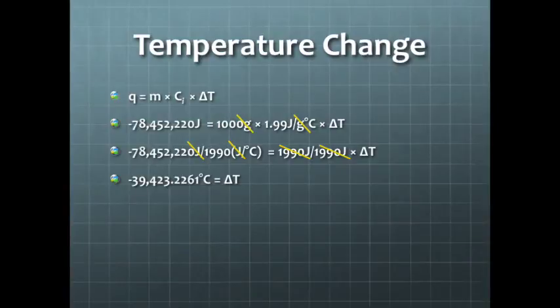And now we're looking for the change in temperature, so that's technically like our x variable. So first off, we multiply 1,000 grams by 1.99, giving us 1,990 joules per degrees Celsius, and the reason for that is that the grams cancel out, and then we divide both sides by 1,990 joules per degrees Celsius, and the joules cancel out on the other side of the equal sign, giving us negative 39,423.2261 degrees Celsius, which was our total change in temperature.